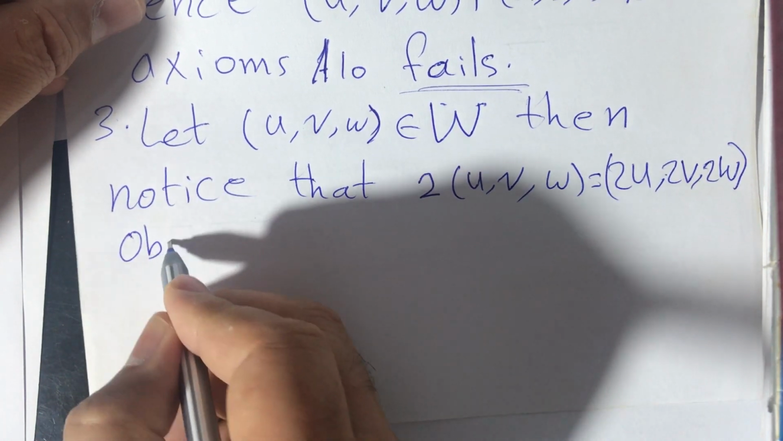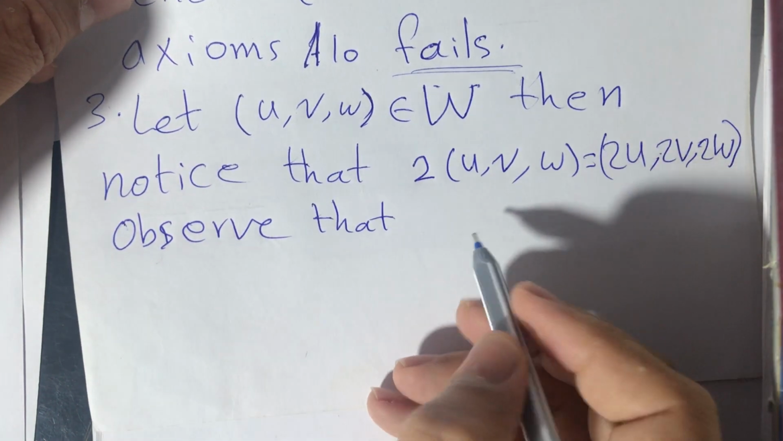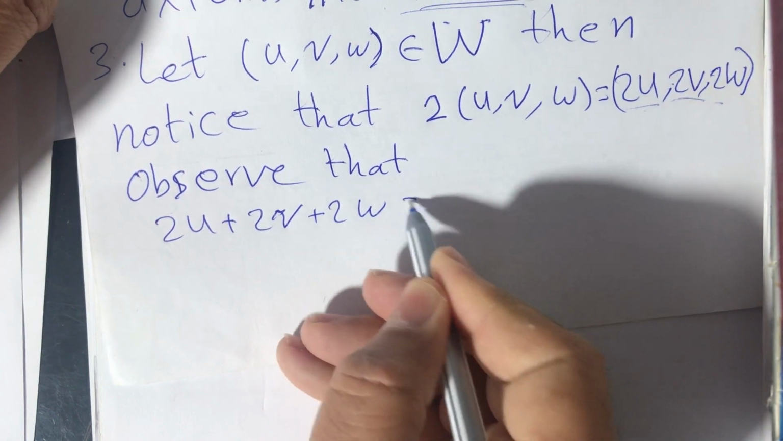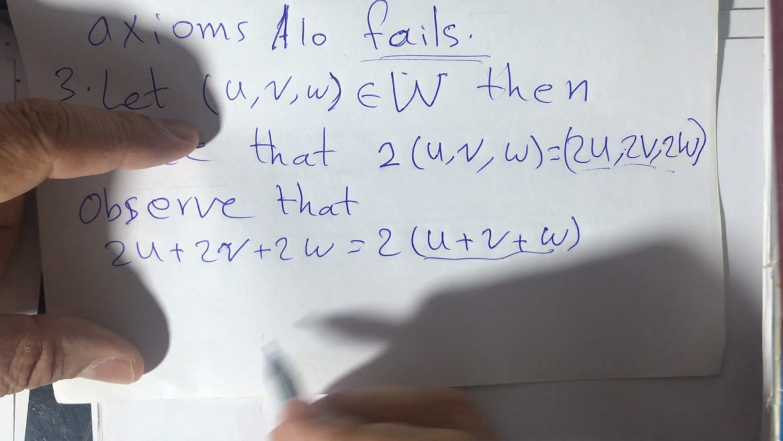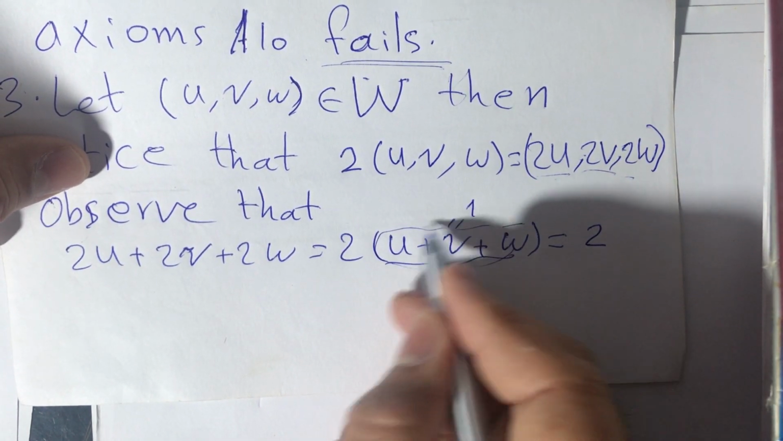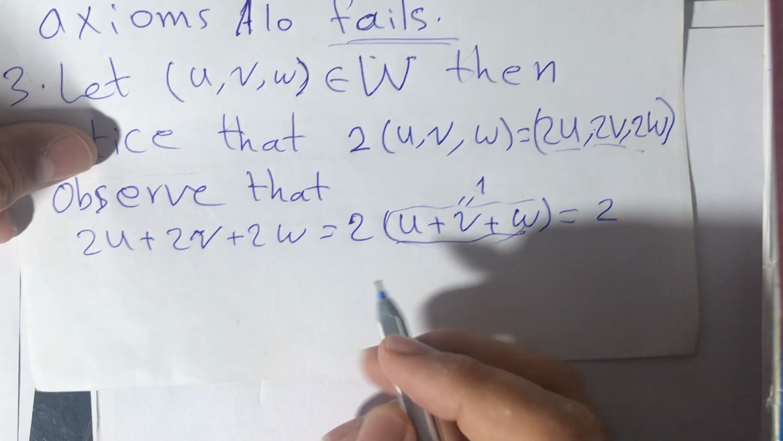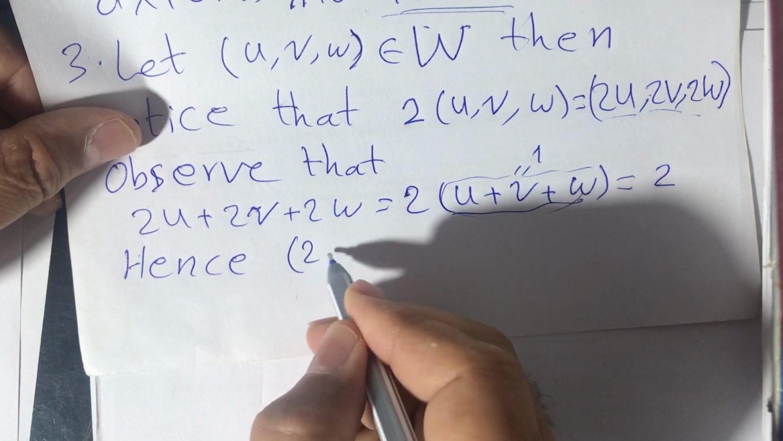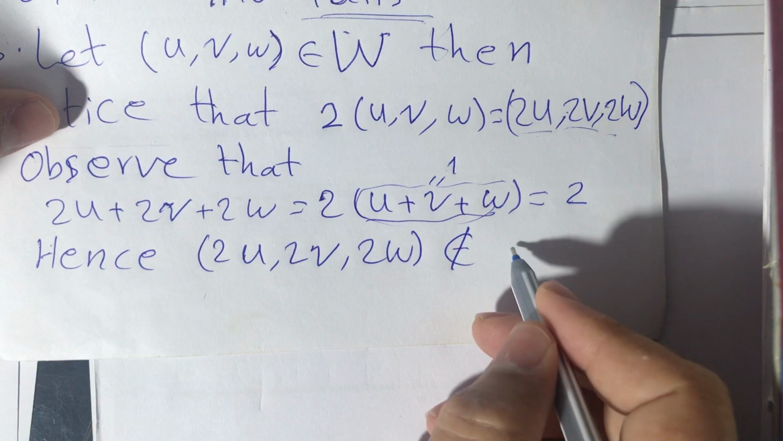Observe that if we sum this, 2U plus 2V plus 2W is equal to 2(U plus V plus W), and this is equal to 1 because this belongs to W. So this is 1, and this 1 plus 1 will be 2. Hence 2U, 2V, 2W will not belong to W.